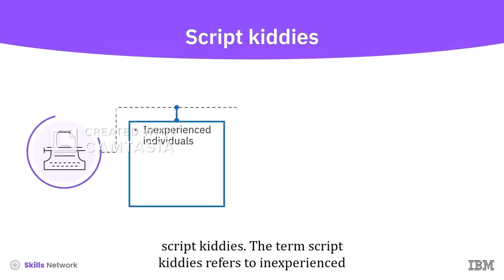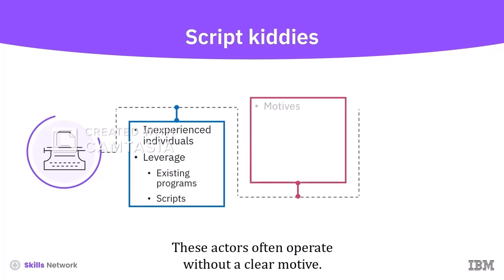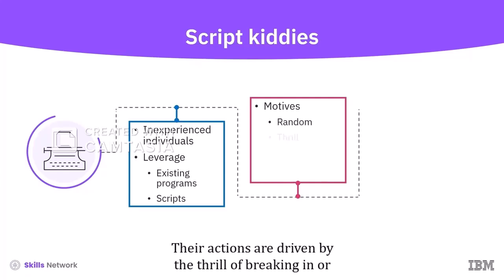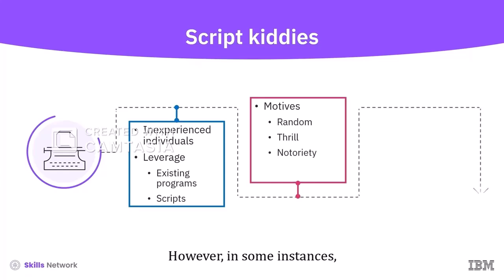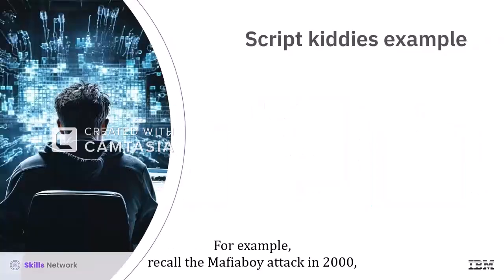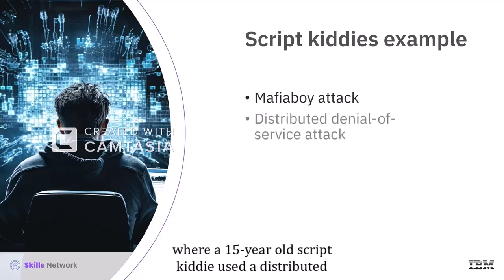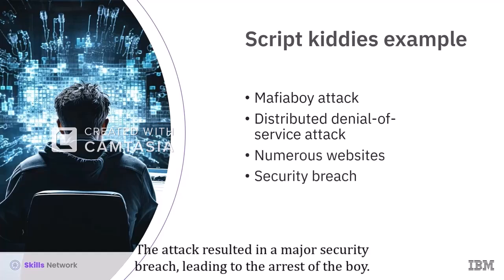The term script kiddies refers to inexperienced individuals who use existing programs or scripts to hack systems. These actors often operate without a clear motive. Their actions are driven by the thrill of breaking in or gaining notoriety among their peers. However, in some instances, these attacks have real-life consequences, including jail time. For example, recall the Mafia Boy attack in 2000, where a 15-year-old script kiddie used a distributed denial-of-service attack to hack numerous prominent websites. The attack resulted in a major security breach, leading to the arrest of the boy.